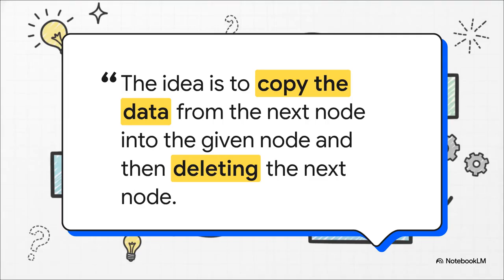And the solution is just so clever. It's this awesome bit of logical sleight of hand. Instead of trying to delete the node we're on, we turn it into a perfect clone of the node after it. And then we delete that one instead. It's a brilliant, brilliant workaround.